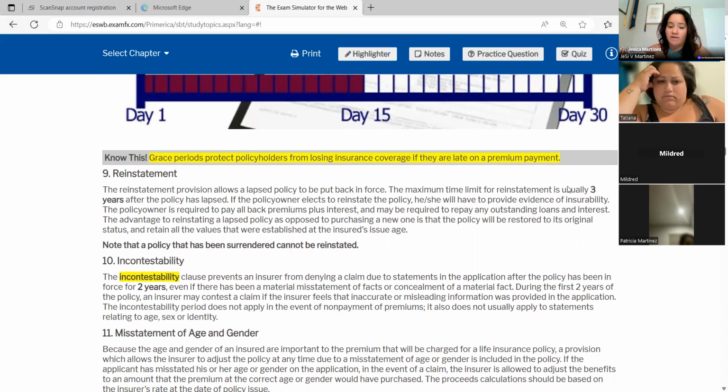Then you have the reinstatement. The reinstatement provision allows a lapsed policy to be put back in force. The maximum time limit for reinstatement is usually 3 years after the policy has lapsed. So even if it lapses, you have up to 3 years, depending on what your contract says and what company you use, to put it back in force. Most of the time, obviously, they're going to ask you for the premiums for those years to be paid in order to put it back.